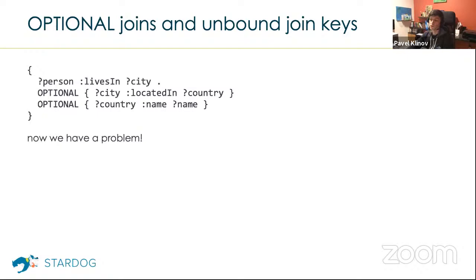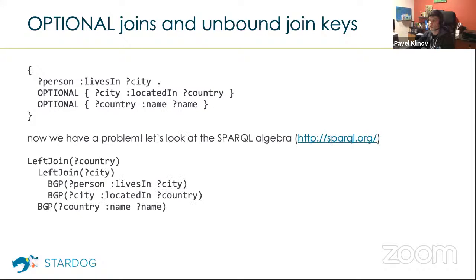A lot of people will produce something like this at that point. They just put patterns which can correspond to missing data in the graph in the optional clauses. And at this point, we have a problem. To understand why we have a problem here, we need to look at the SPARQL algebra. And algebra is essentially the representation of the query how it's defined in the specification.